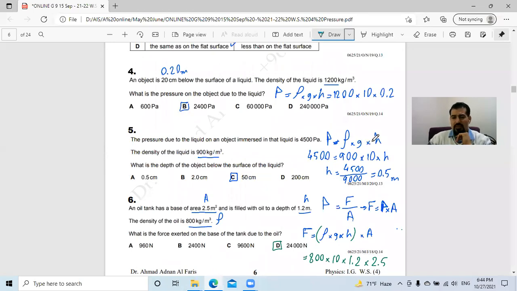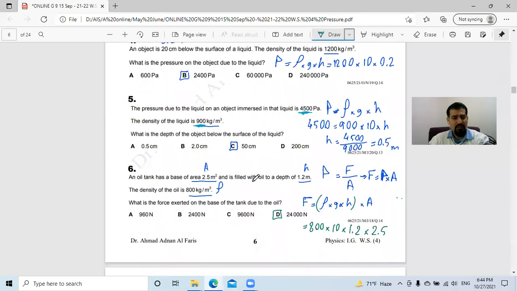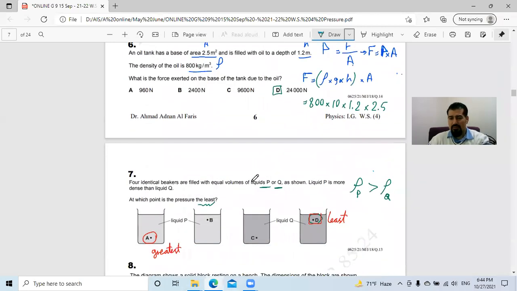Pressure equals density times gravity times depth. The pressure is 4,500, equal to the density, which is 9,000, multiplied by 10, multiplied by H. So I need to find H by dividing by 9,000 on both sides. The answer is half a meter, which is 50 centimeters. Is it okay now? Okay, welcome.